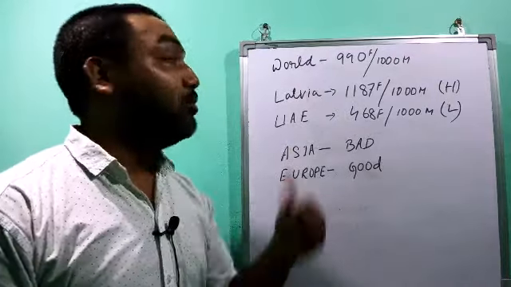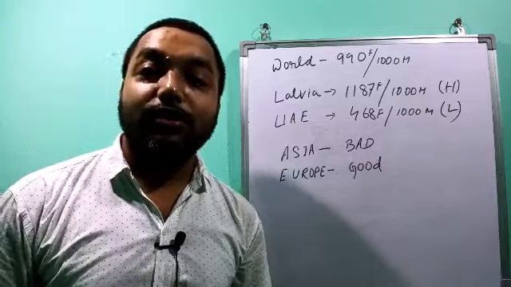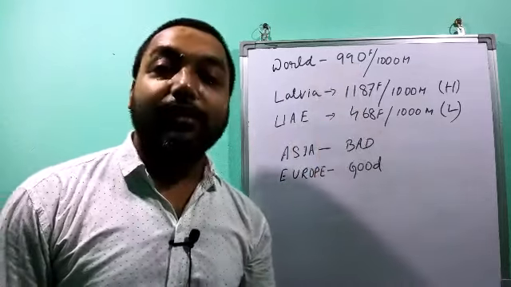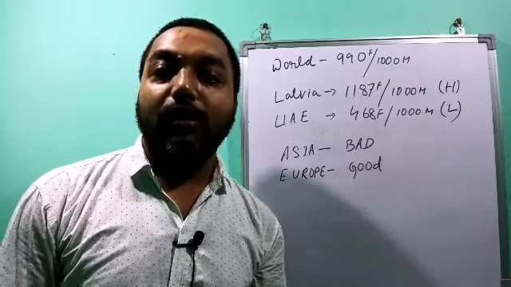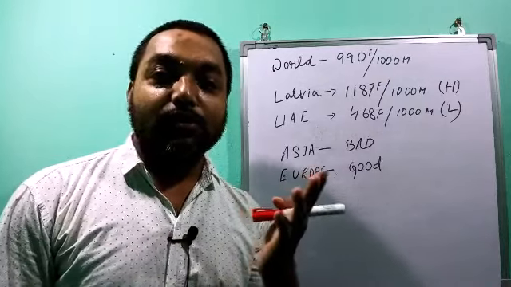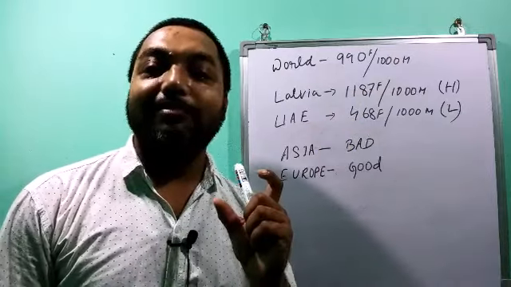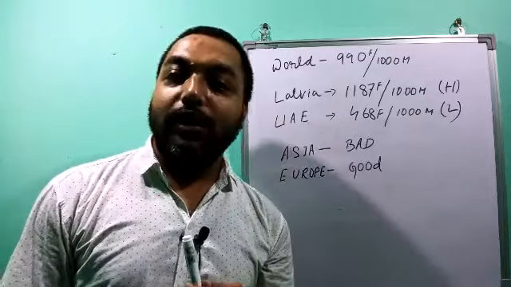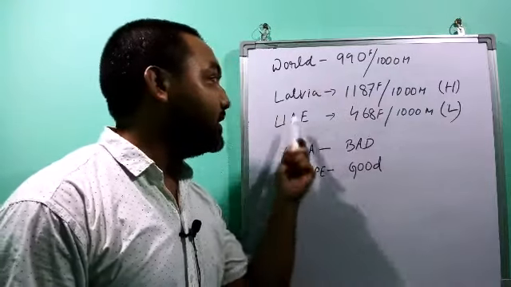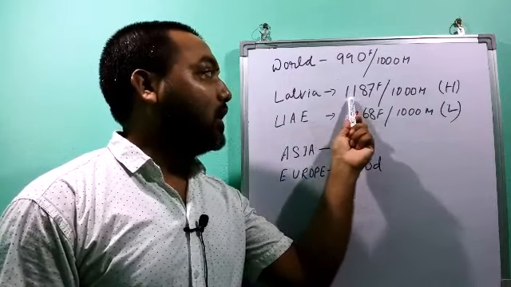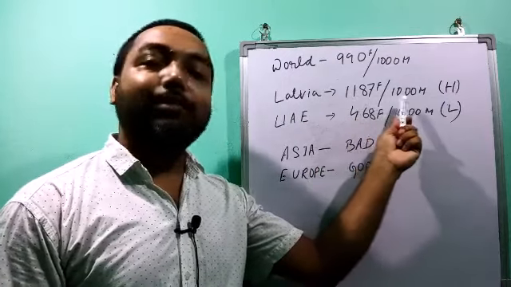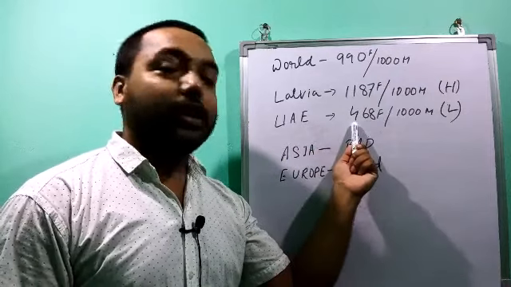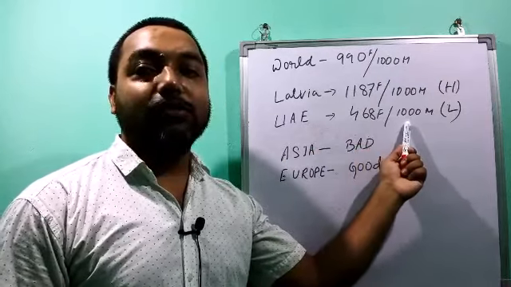Let us come to the next point, that is the total sex ratio of the world. So the total sex ratio of the world is 990 female per 1000 male. Even in the total sex ratio of the world, if you see, the female population is 10% less. So the country with the highest sex ratio in the world is Latvia. It is 1187 female per 1000 male, and the lowest is UAE, that is 468 female per 1000 male.